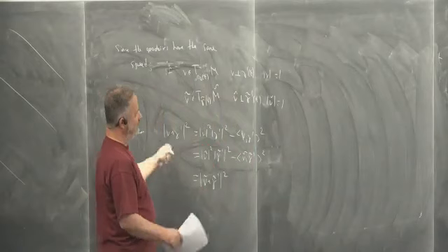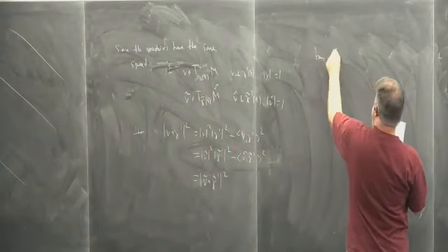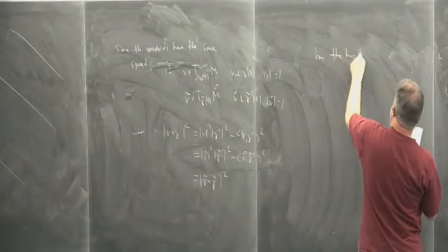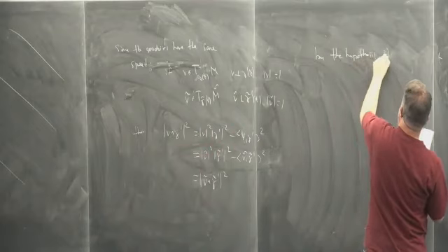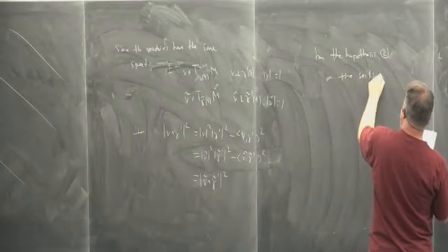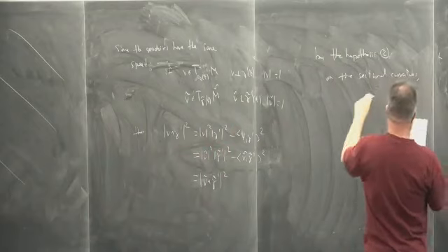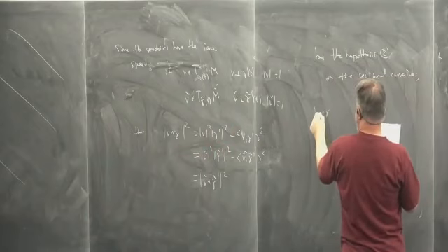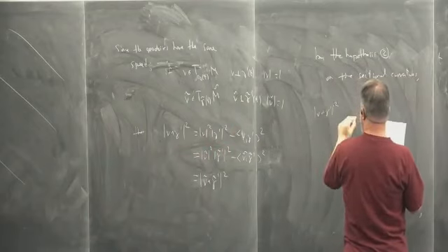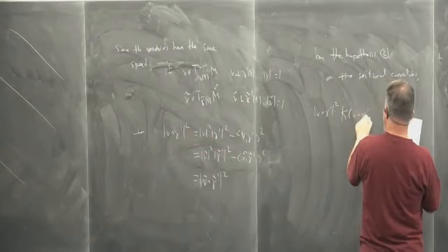Okay, so that's immediate. And now by the hypothesis two on the sectional curvatures, we have V wedge gamma prime squared times K of V wedge gamma prime.